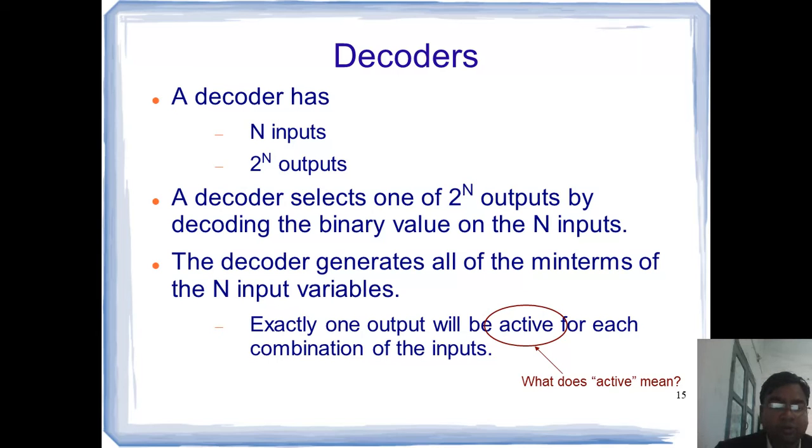In a demultiplexer we have one input and n select lines. In a decoder we have n inputs instead of select lines. Similarly the working is there. So this is just like your demultiplexer, and we are passing the value depending upon these n input lines, whereas in the case of the demultiplexer we use n select lines. Similarly we have these decoders.